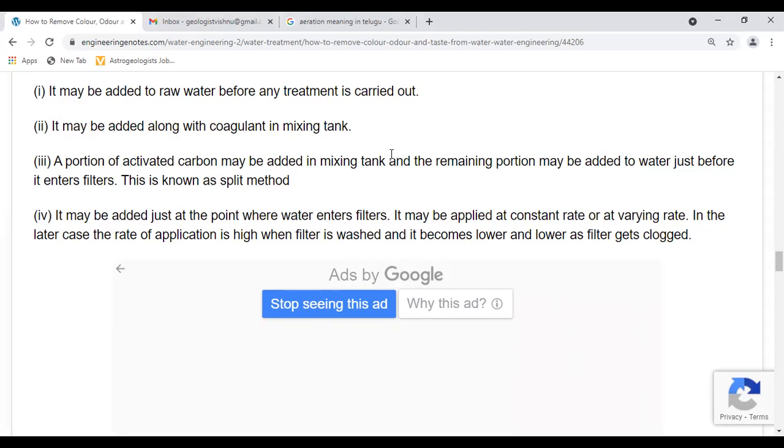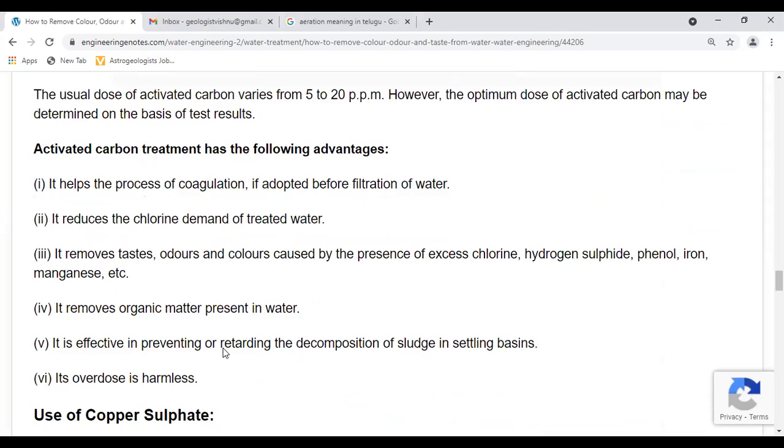It may be applied at constant rate or at varying rate. In the latter case, the rate of application is high when the filter is washed and it becomes lower and lower as the filter gets clogged. The usual dose of activated carbon varies from 5 to 20 ppm. However, the optimum dose of activated carbon may be determined on the basis of test results.